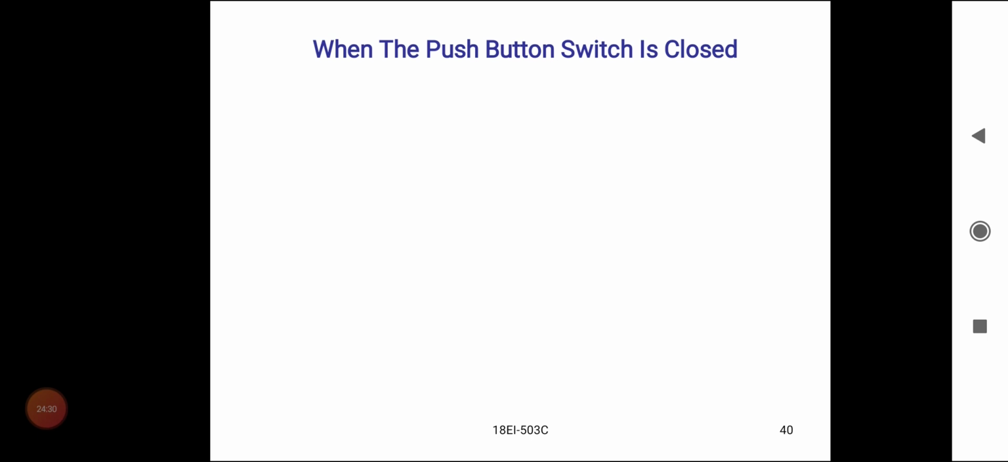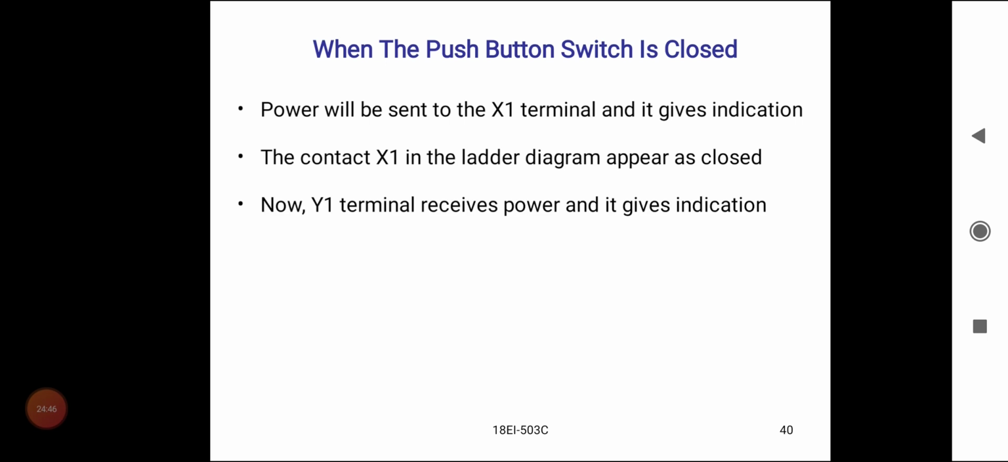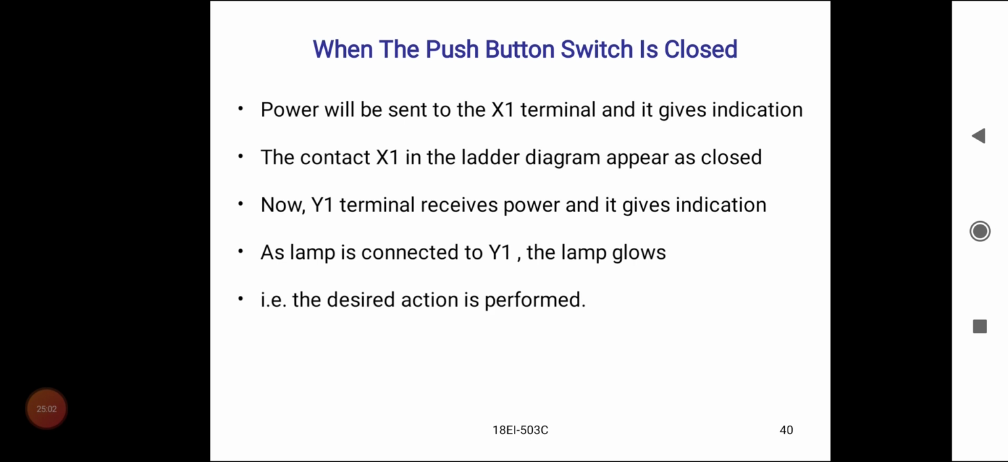When the push button switch is closed, power will be sent to the X1 terminal and it gives an indication. The contact X1 in the ladder diagram appears as closed. Now the Y1 terminal receives power and it gives an indication. As the lamp is connected to Y1, the lamp glows. That is, the desired action is performed.